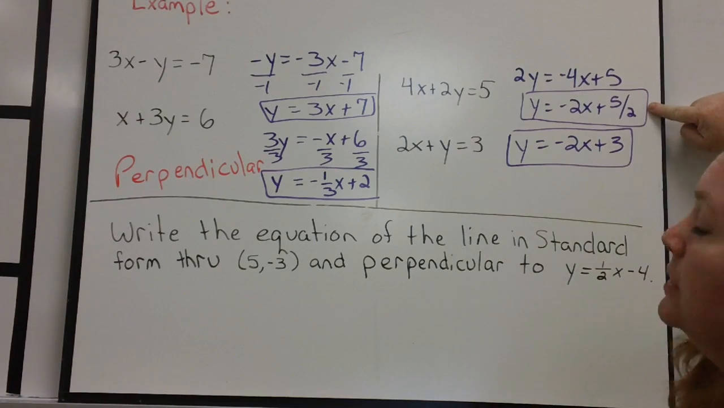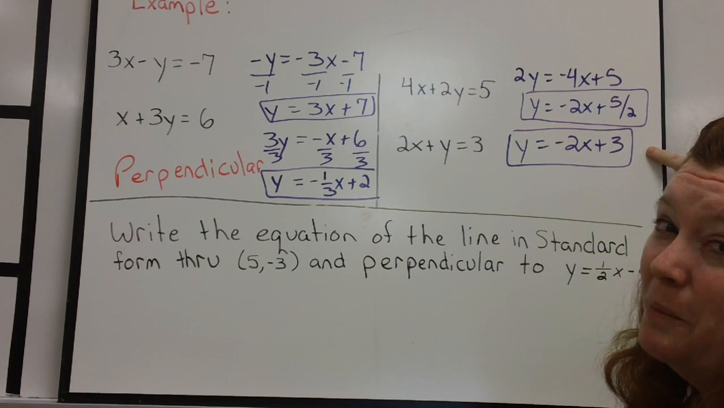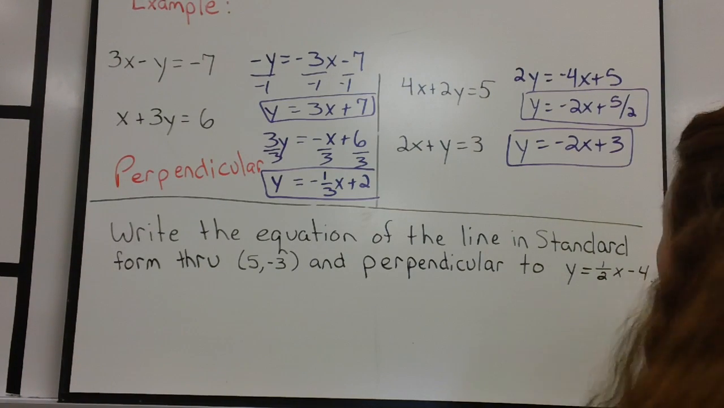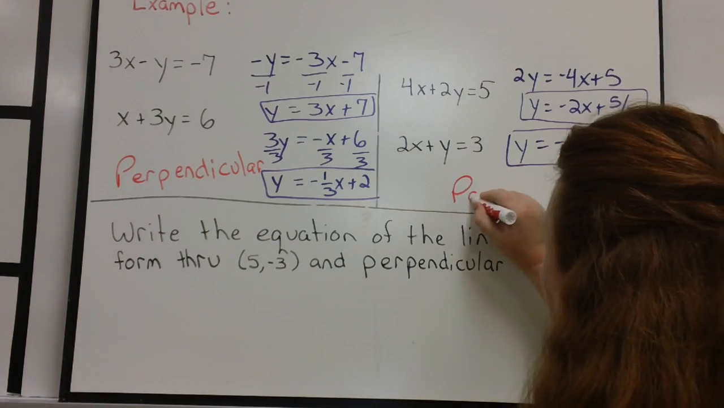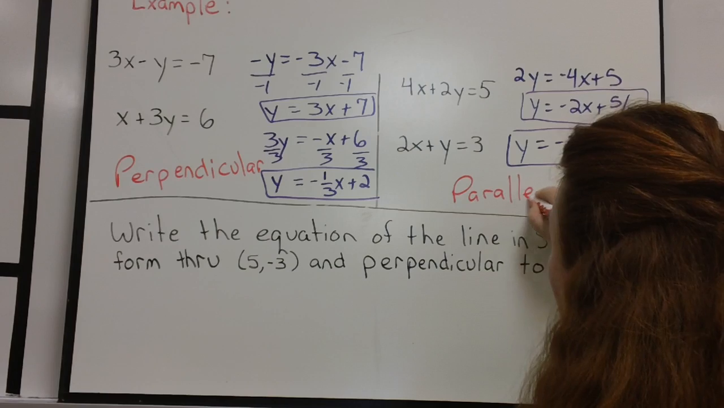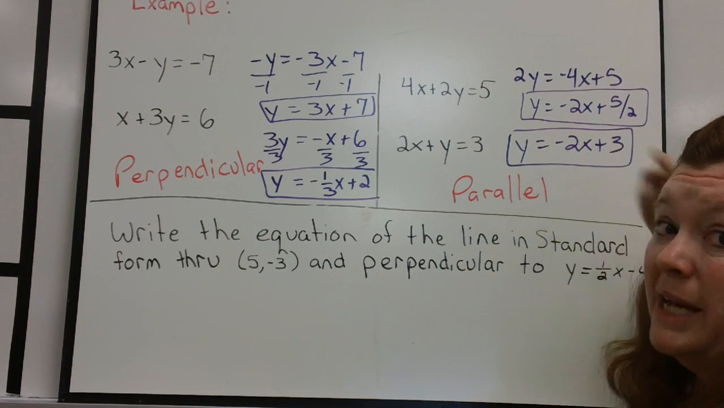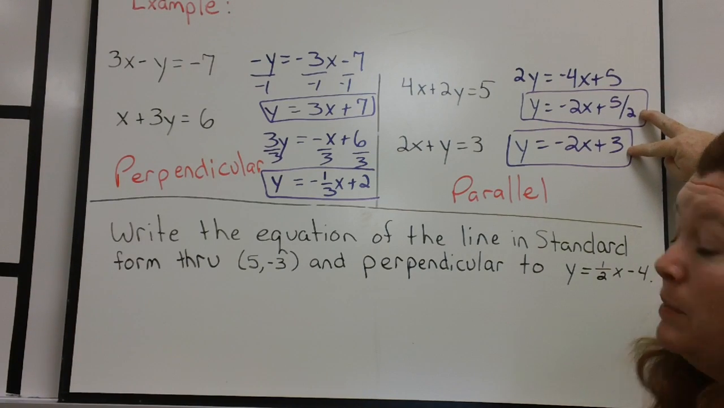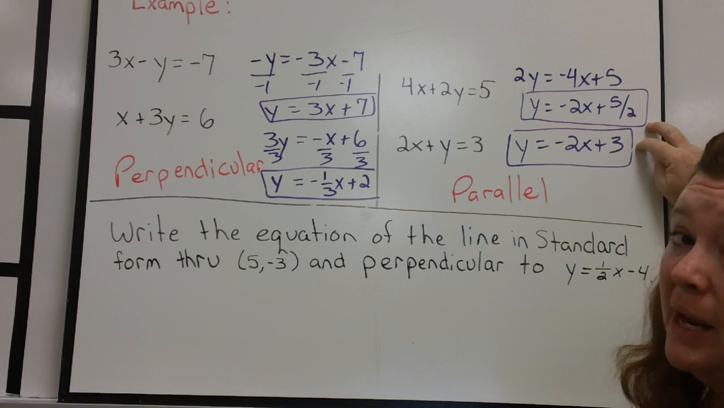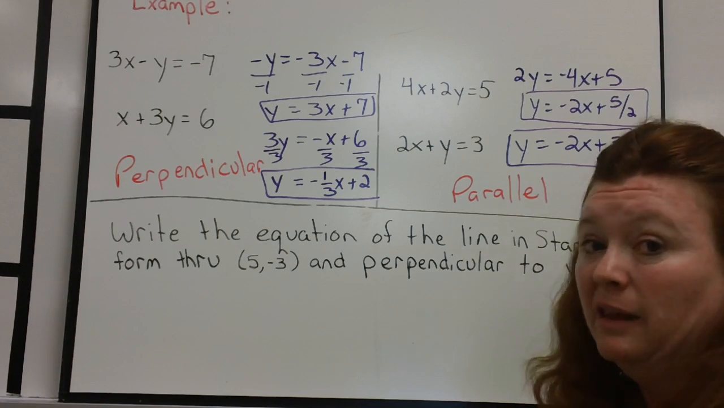The first equation has a slope of -2. The second one has a slope of -2. I have a pair of parallel lines. Now, although they have the same slope, I did have to glance and double check and make sure these were not the same. If these were the same, my answer would have been coinciding. But since they're not, they're parallel.